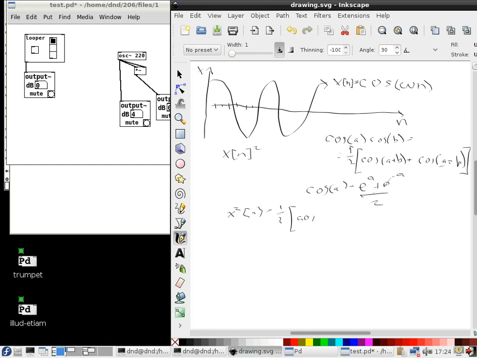cosine, now A plus B, let me do A minus B first. Let's actually make a good S. A minus B is 0 because A is omega n and B is omega n. So 1/2 of the cosine of nothing plus the cosine of 2 omega n. That's A plus B.